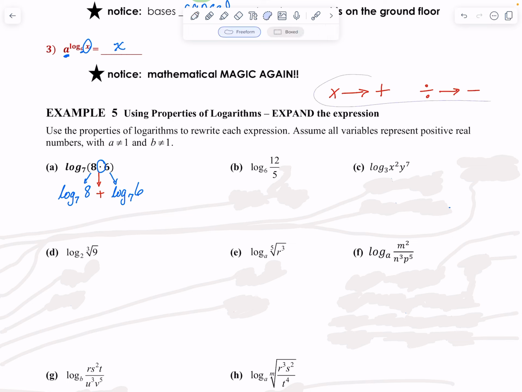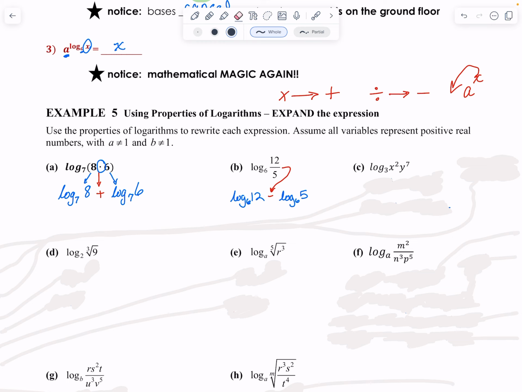And then if you see something to the x power, you're going to bring that up out front, okay? All right, so let's do this one. The next one is a division. So I'm going to separate. I'm going to have log base 6 of 12. So this first one goes first, right? And then log base 6 of 5 goes next. And then my division turns into subtraction.